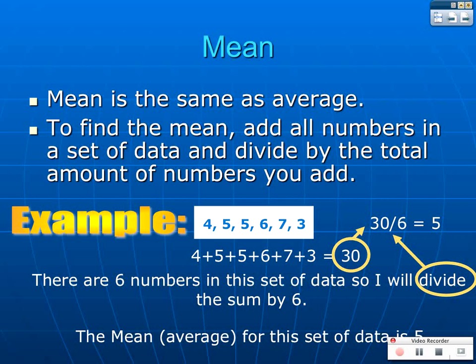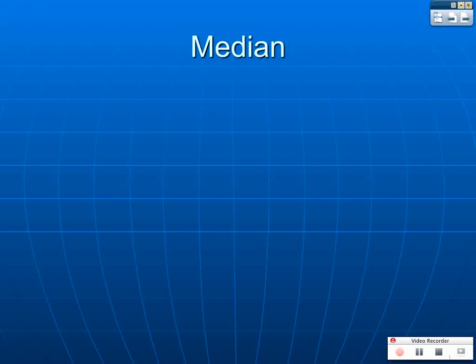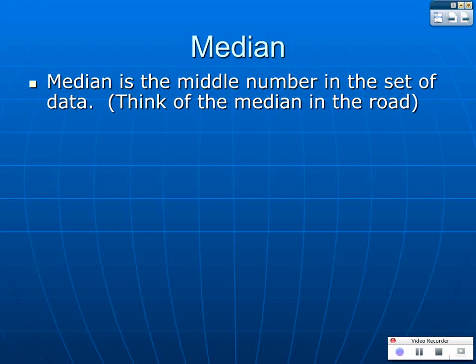Median. Median is the middle number in the set of data. Think about the median in the road. When you're driving down the road and you've got that median right down the middle. To find the median, you must put all the numbers in the set of data in order from least to greatest. Example.